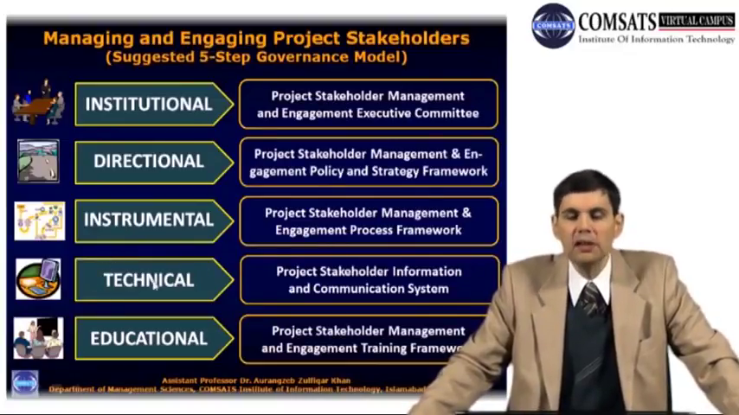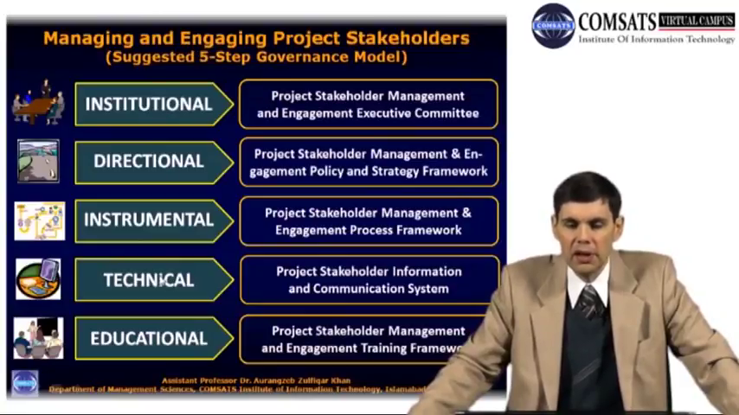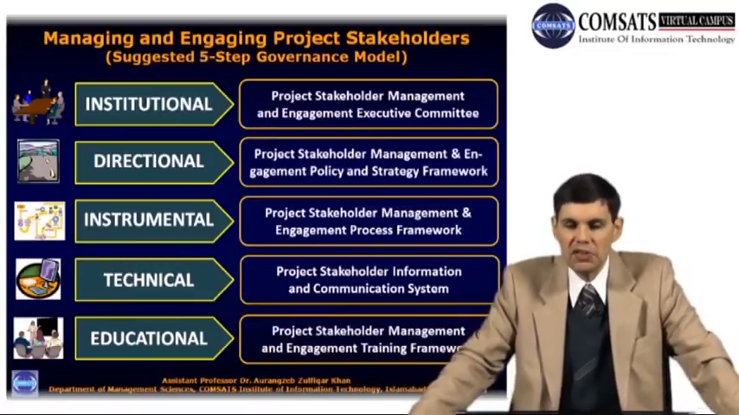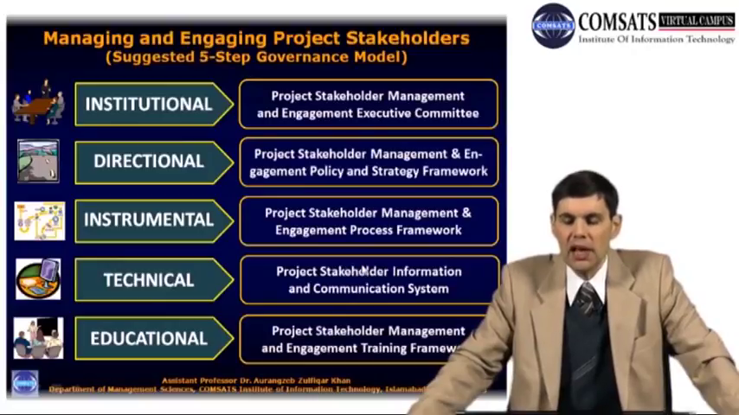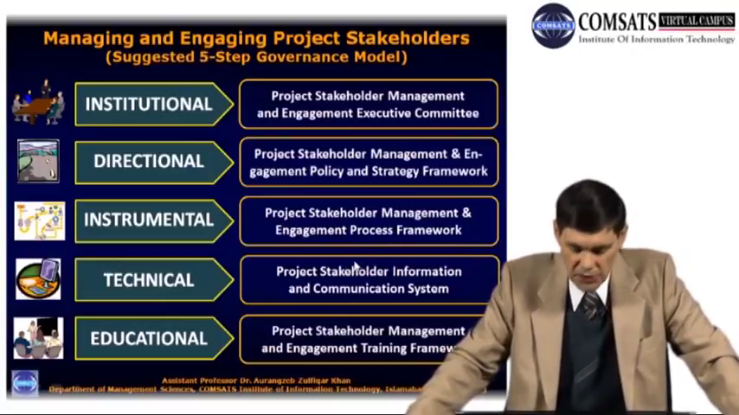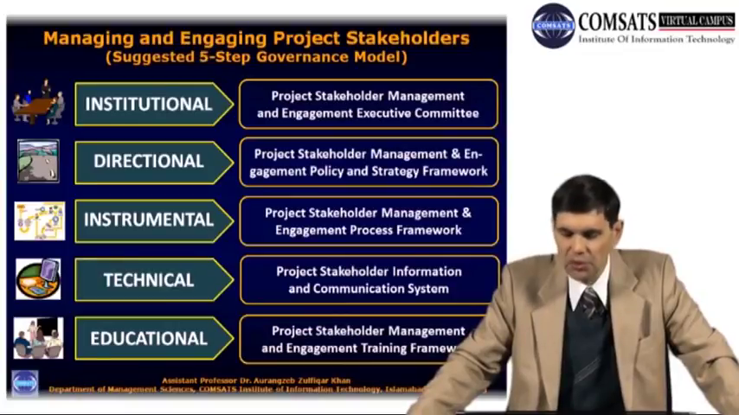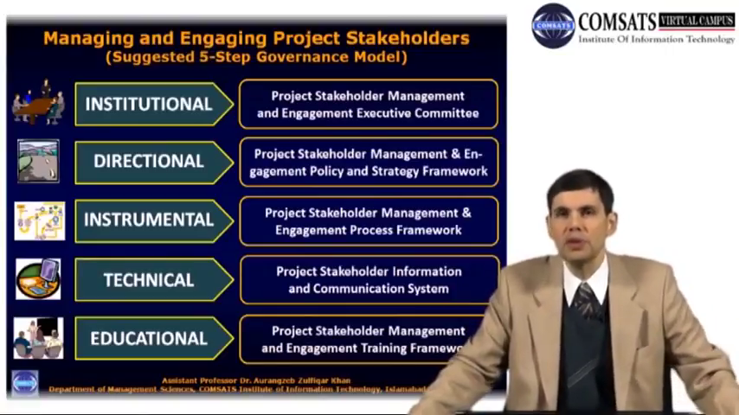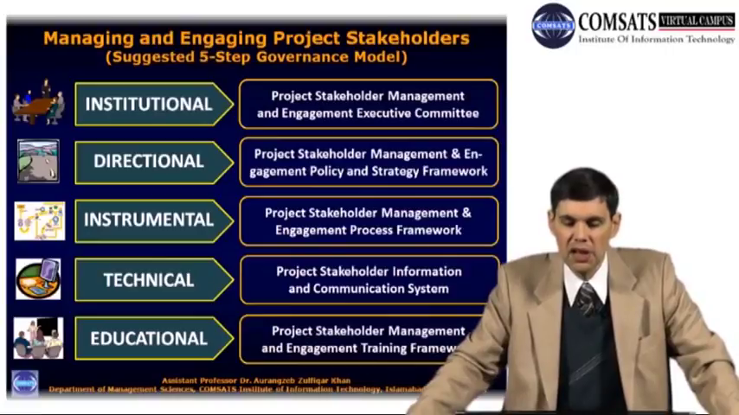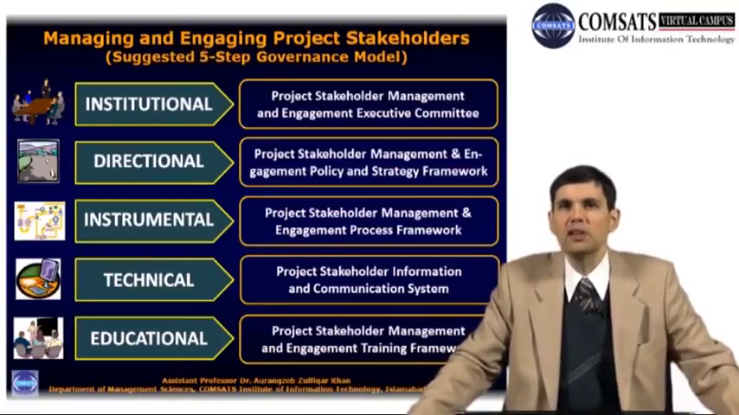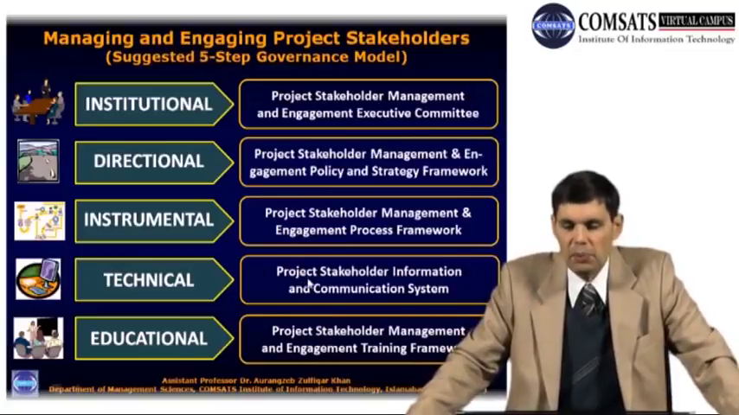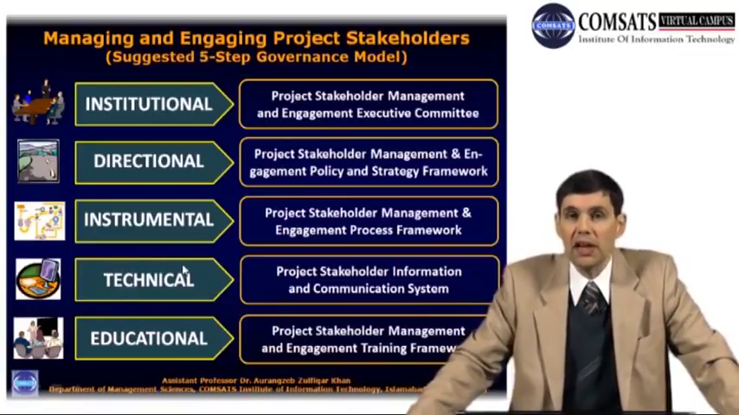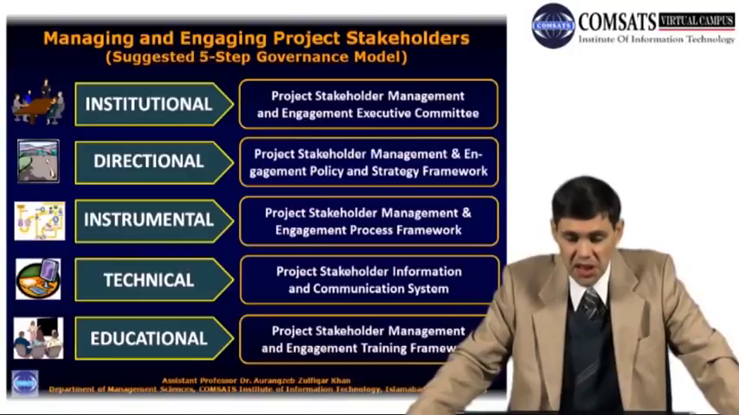Then you have the technical step. The technical step, as it indicates, is the technical infrastructure which one needs in order to manage and engage project stakeholders. And as I pointed out in one of the previous classes, managing and engaging stakeholders could require quite a bit of information. One has to collect this information, store it, and process it, and one needs certain technical facilities in order to do that. For example, a project stakeholder information and communication system. This would all come under the technical step of project stakeholder management and engagement.